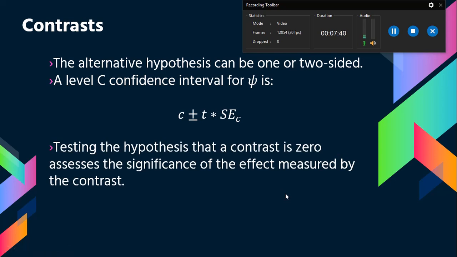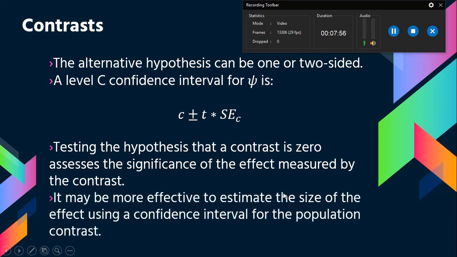So we can test the hypothesis to see if it's significant. We can also tell if our value might be contained in our confidence interval, just like we have had in the past. The book says it might be more effective to estimate the size of the effect using a confidence interval. So if your value is not contained in there, which is 0, then we know that we probably have significant evidence. This is really not any different from any other inference test that we've run before.